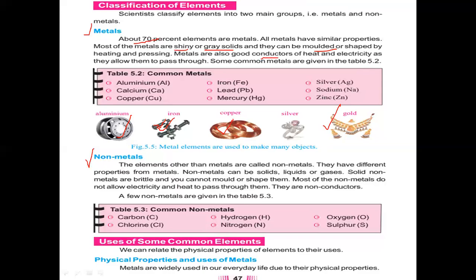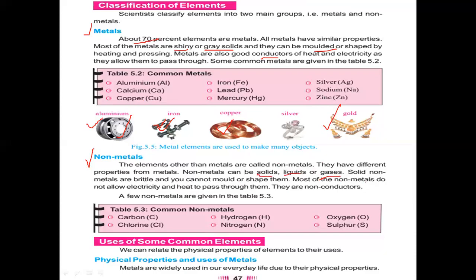If you just remember, they can get hot very easily, isn't it? When we go near the fire, that's why aluminium pots or utensils are used in kitchens. As examples, aluminium, calcium, copper, iron, lead, mercury, silver, sodium, and zinc are some metals.